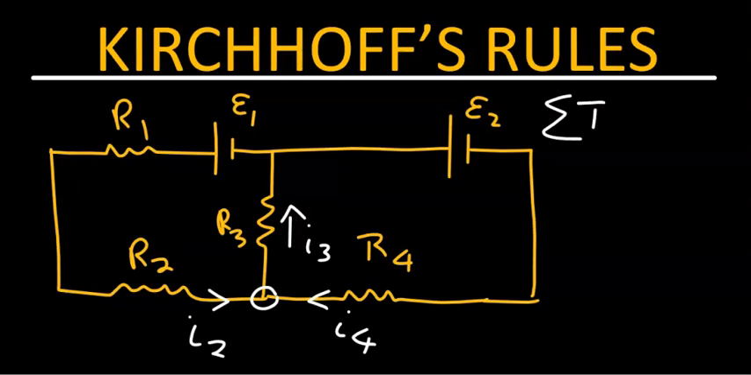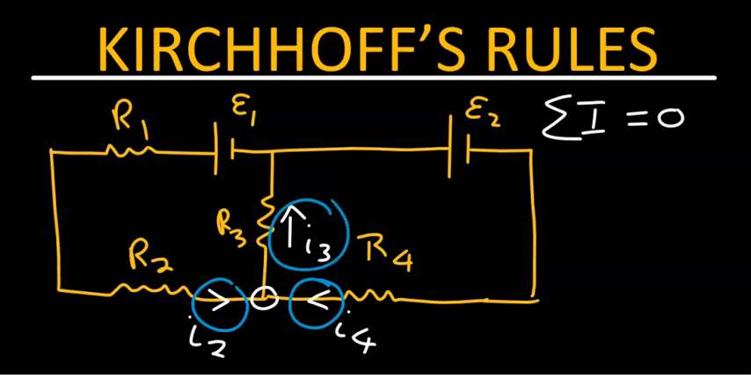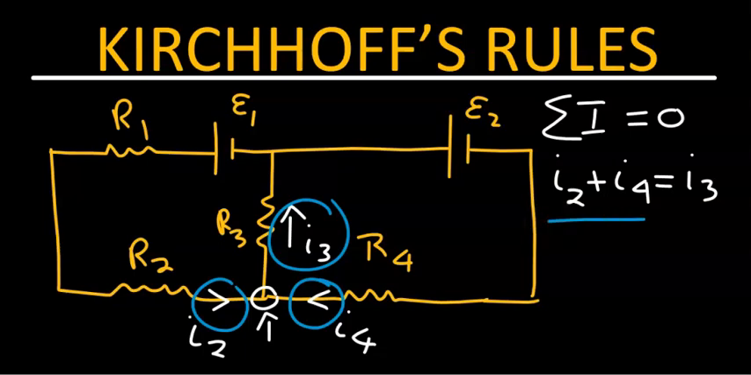junction is 0. What that means is the sum of the currents going towards the junction must be the same as the sum of the currents heading away from the junction. So in this case, at that particular junction, if we were to write the junction rule, it would look like this: I2 plus I4 equals I3. The sum of currents towards a particular junction equals the sum of all currents away from the junction.